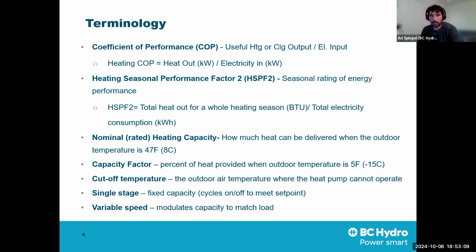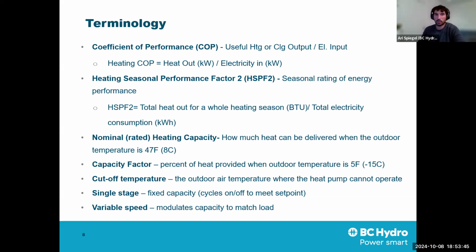Another rating system that we use on residential heat pumps is a heating seasonal performance factor. And it's HSPF2 because they've recently updated the methodology in calculating it. So it's a little bit different than HSPF without a number. So 2 is our current metric that we're using. It's similar to COP, but it's an indication of the total heat output over an entire season. So not at a specific operating point, but throughout a winter.